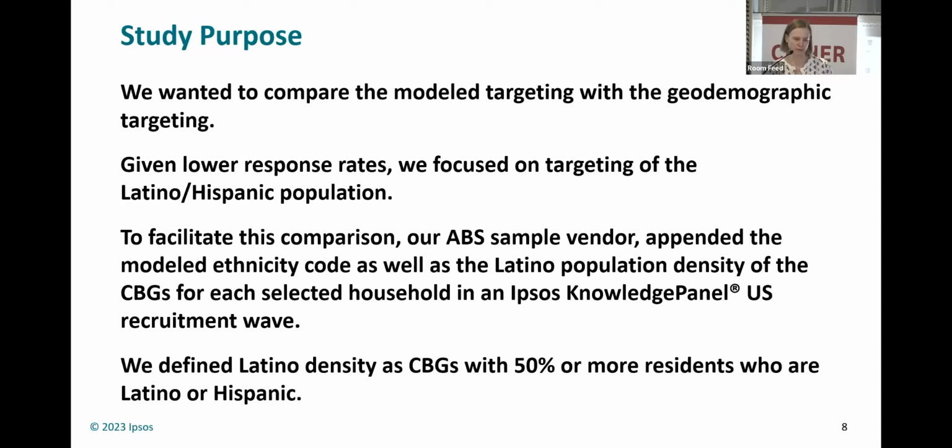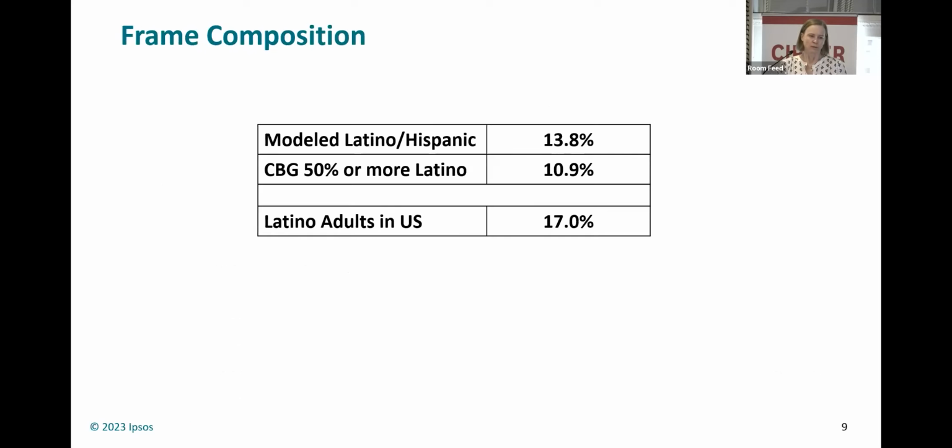And for this, we defined the Latino density as census block groups with 50% or more residents who are Latino or Hispanic. And I'll talk a little bit more about how you set that threshold. So first, just looking at the frame composition, the modeled Latino Hispanic households were about 13.8% of the MSG frame. If we look at census block groups with 50% or more Latino, 10.9%. And then I just put the population of US adults, about 17% according to the latest CPS.